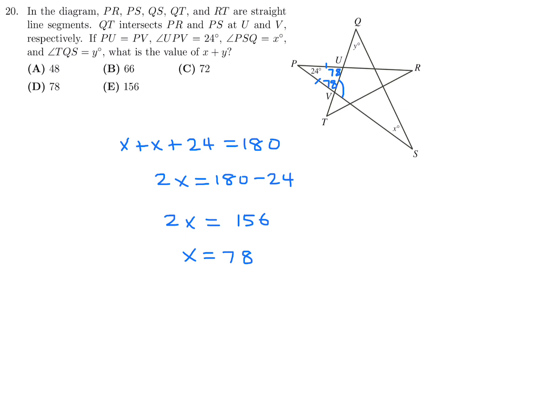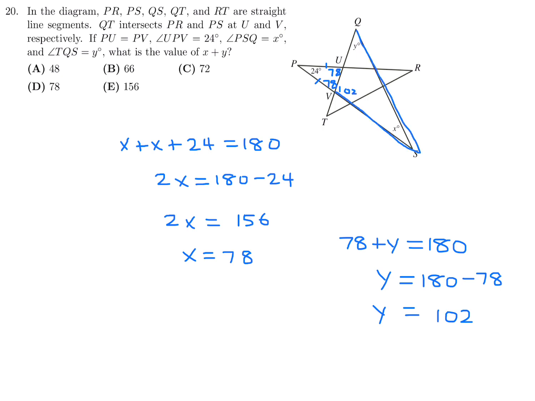Now, this angle I can figure out because all the angles about a line are equal to 180. So if this angle, let's say, is y, 78 plus y is equal to 180. So that means y is equal to 180 minus 78, and that is 102. So instead of that y, I can put in 102. Now, let's concentrate on this triangle QSV.